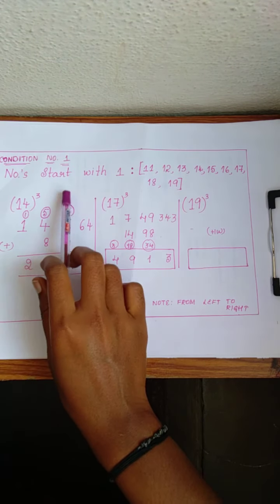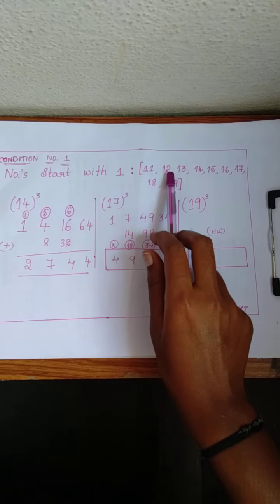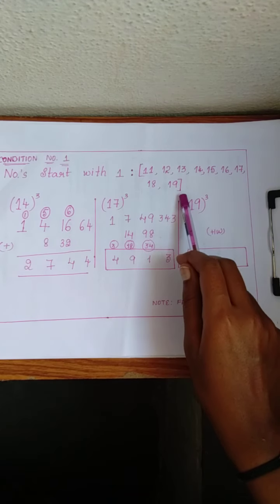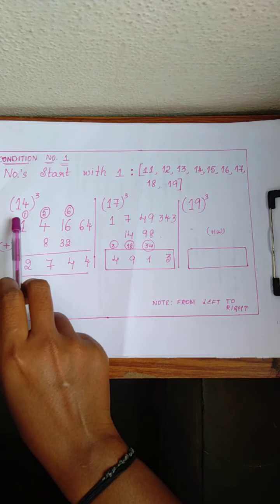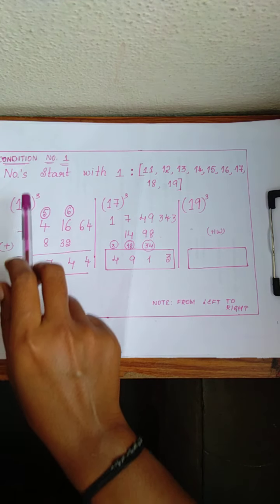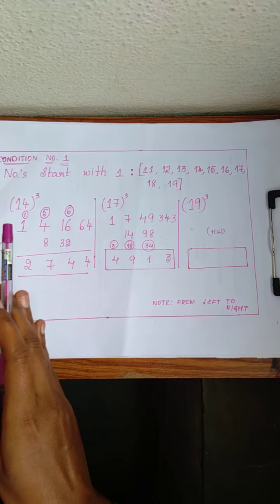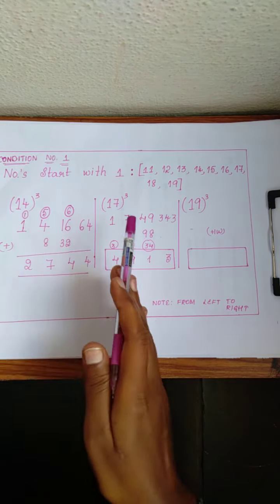We will go into condition number 1. If the given number starts with 1, what are the numbers that start with 1? 11, 12, 13, 14, 15, 16, 17, 18 and 19. Shall we take an example? Shall we do 14 cube? For doing 14 cube, in condition number 1, we have to remember that we have to move from left to right. Remember, this is very important, from left to right.